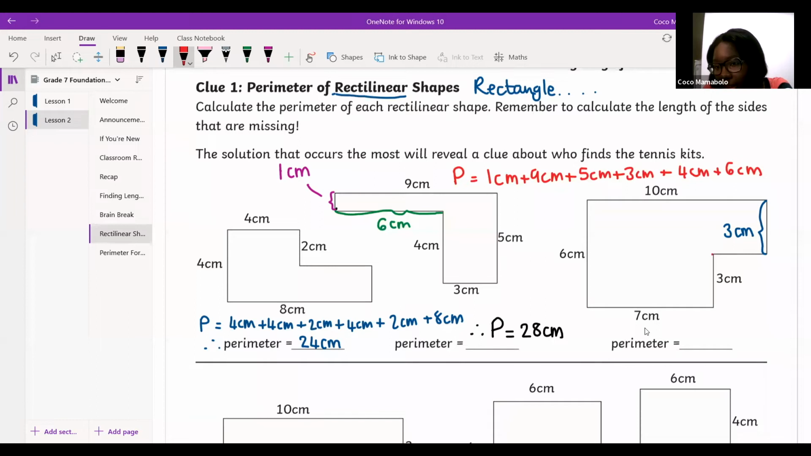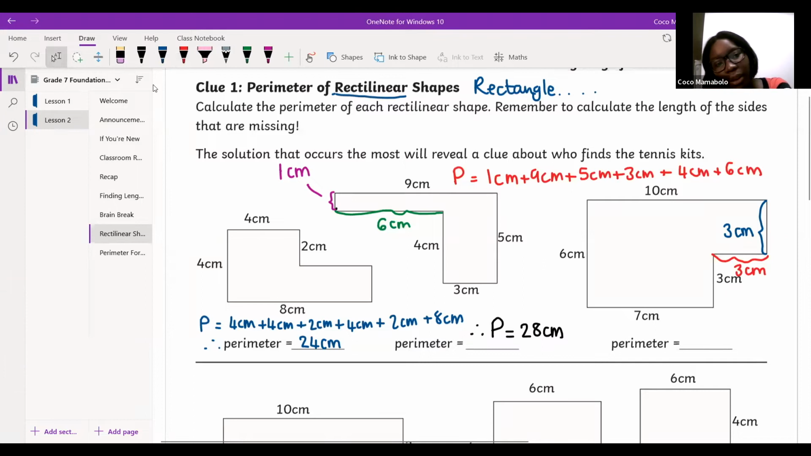What about this side over here? Ma'am, it's also 3 centimeters. Oh, how did you figure out it's also 3 centimeters? Ma'am, I saw that the top line is 10 centimeters and the bottom one is 7 centimeters. So I minused 7 from 10 and I got 3. Excellent. You did that so beautifully. Amazing stuff. Well done, Maria. Very, very well done. Excellent.